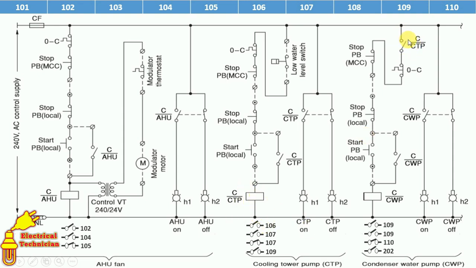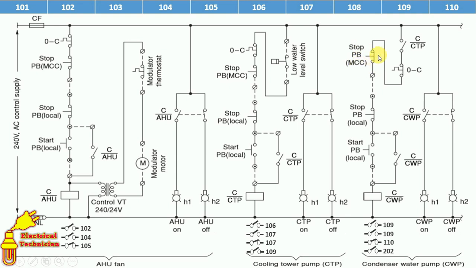Now in this circuit, supply which is coming is first going to CTP, that is cooling tower pump. It is going to NO contact of cooling tower pump. Now from outgoing terminal of NO contact, they connected supply directly with overload relay. NC contact of overload relay is used. After this, power supply is going for stop push button.